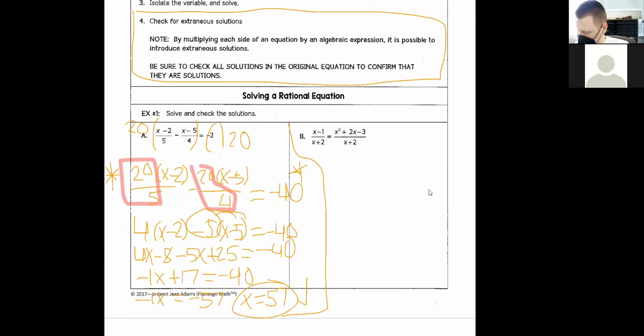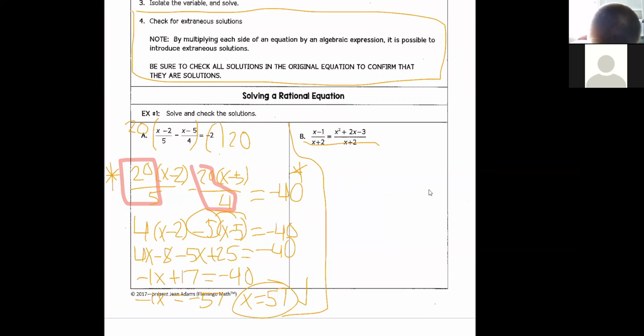So let's look at B. The nice thing about the second question is you already have a common denominator. So basically the idea is, if you can't get a common denominator, or if you work towards getting one, you can just cancel out your denominators.